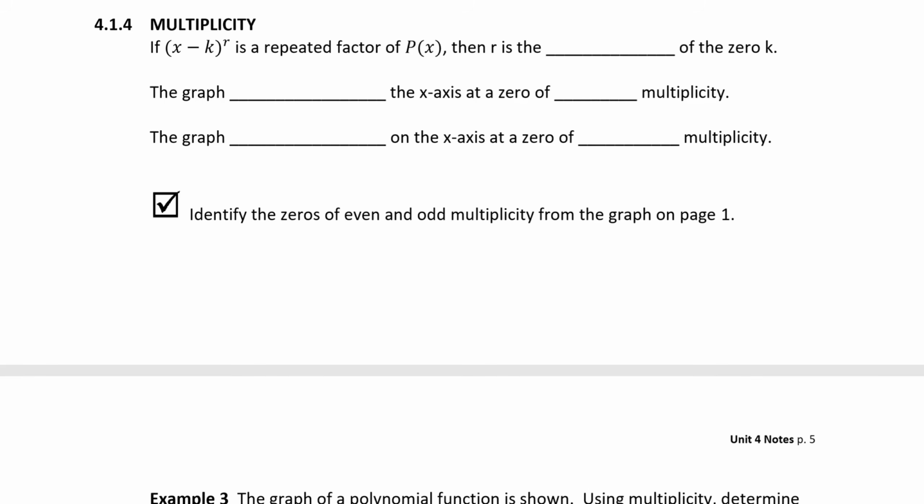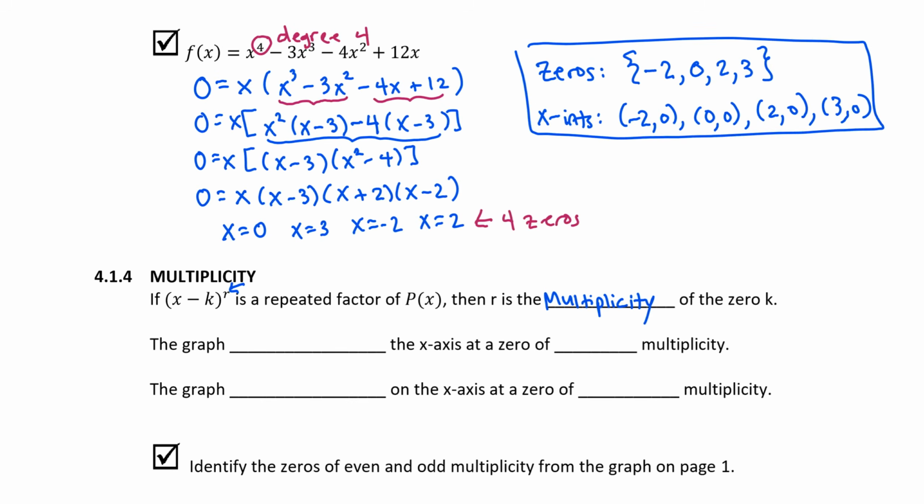If x minus k to the rth power is a repeated factor of p of x, then r is the multiplicity of the zero k. So if we have a factor that repeats r times, then we say r is the multiplicity. Let me give you an example.